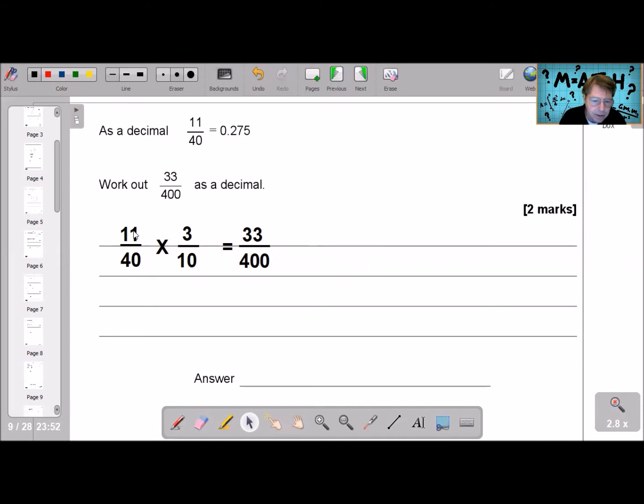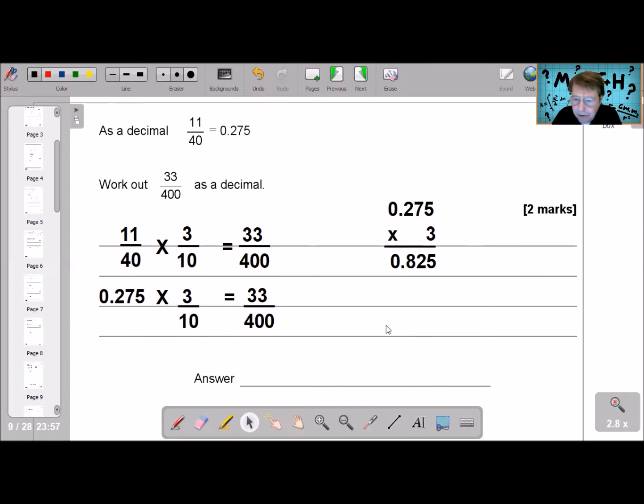Now, this 11 over 40, I can now substitute in knowing the fact that I've been given 0.275 as that fraction. So I'm going to rewrite this down here like so. So here we go, 0.275 times 3 over 10 is equal to 33 over 400. So in order to get our decimal now, all we have to do is go 0.275, multiply by 3 and divide by 10. Now, you can either quickly do that in your head, or you can do a little calculation over here.